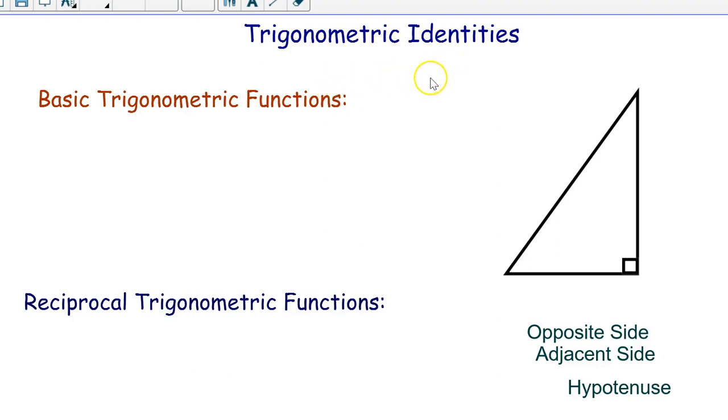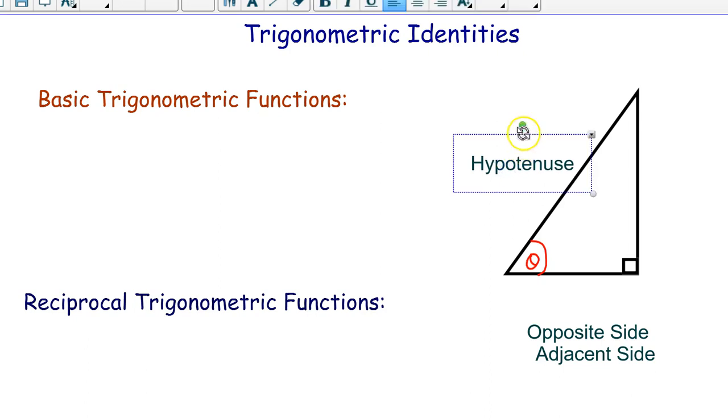Trigonometric identities. Before getting into trigonometric identities, or in short trig identities, let us review the basic trigonometric functions. We know that in a right triangle, here you have 90 degrees, so that's a right angled triangle. Let us identify its parts, the names of the sides, with reference to this angle theta.